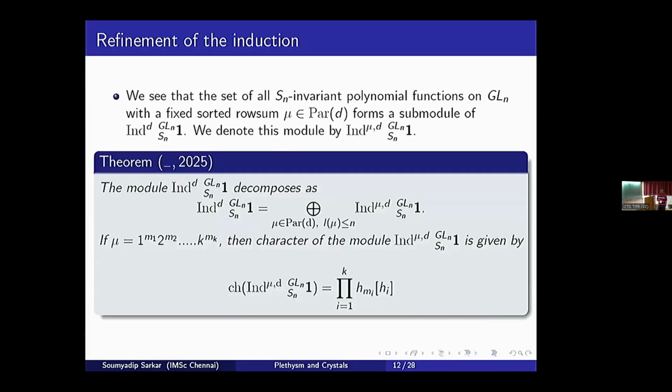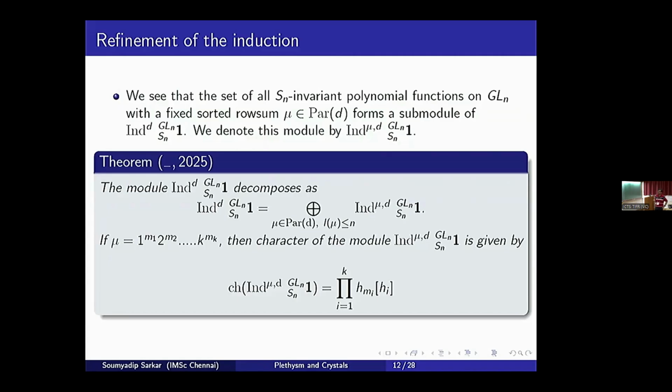So from that, you can say that the S_n invariant polynomials on GL_n with a fixed sorted row sum is actually a submodule of this induction space. And exactly this module, we denote it by Ind_mu^d GL. And it is then easy to see that this induction space breaks up into these pieces, where these mu's are partitions of d with at most n parts.